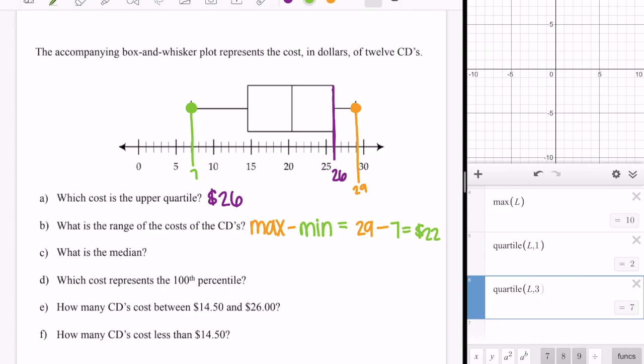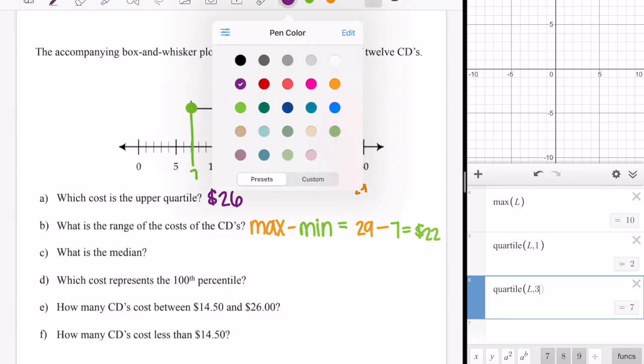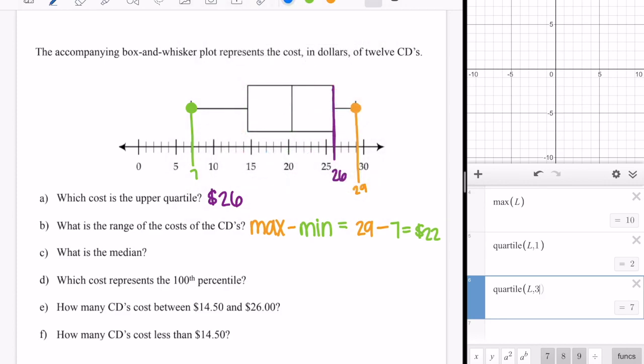Okay, what is the median? So the median, that's the number in the middle of the box. Let me make sure this doesn't quite fall at 20 or 21. So we would say that's about 20 and a half, so $20.50.